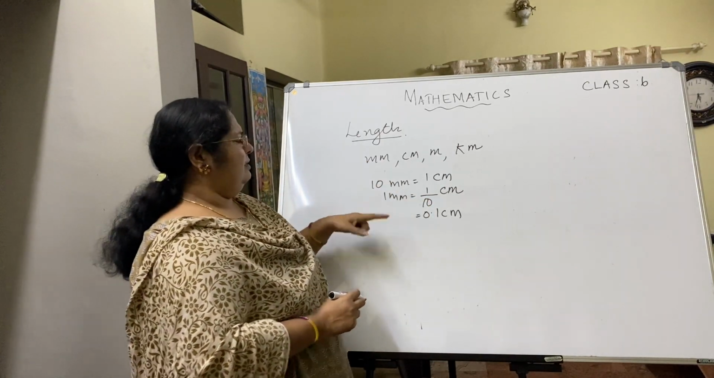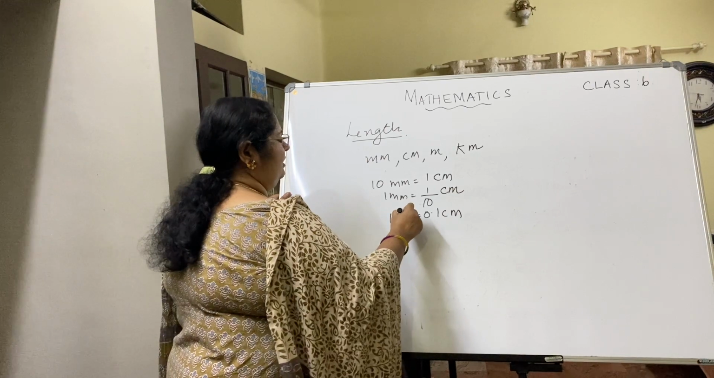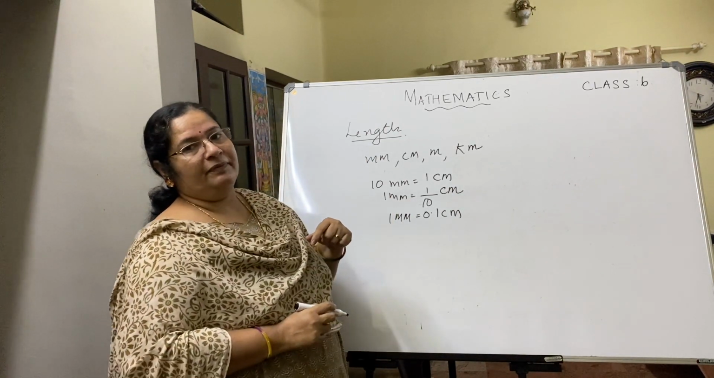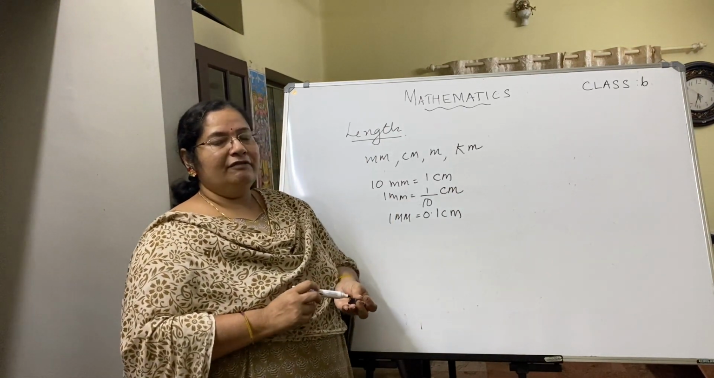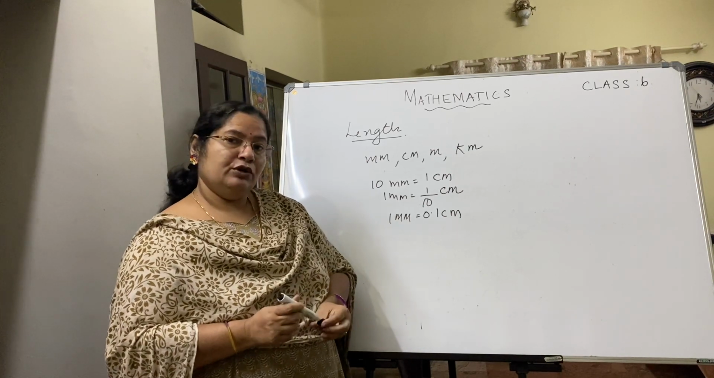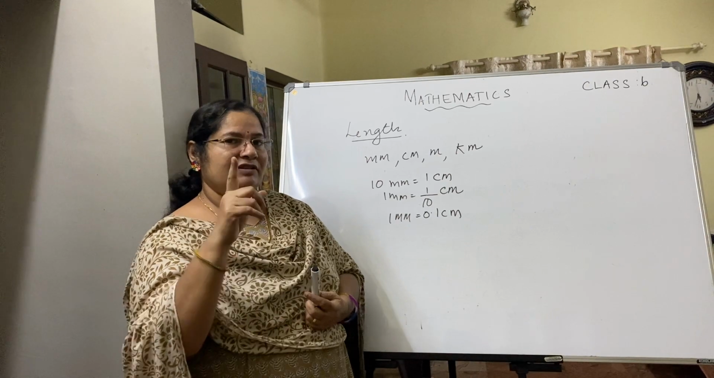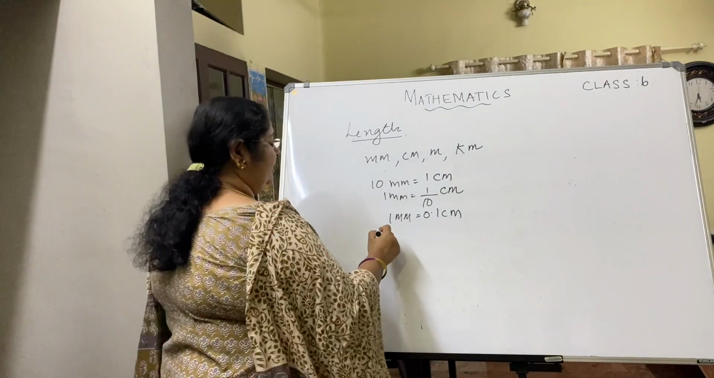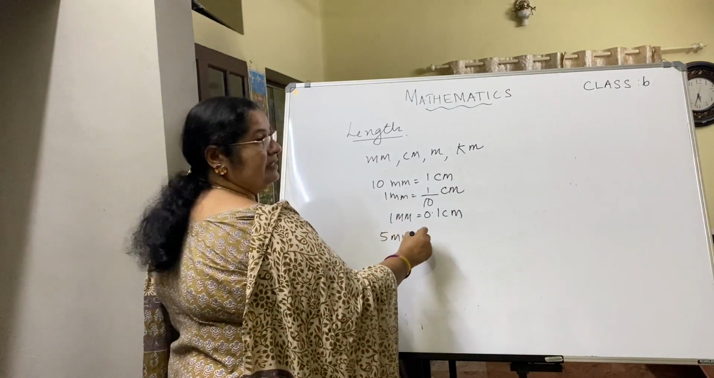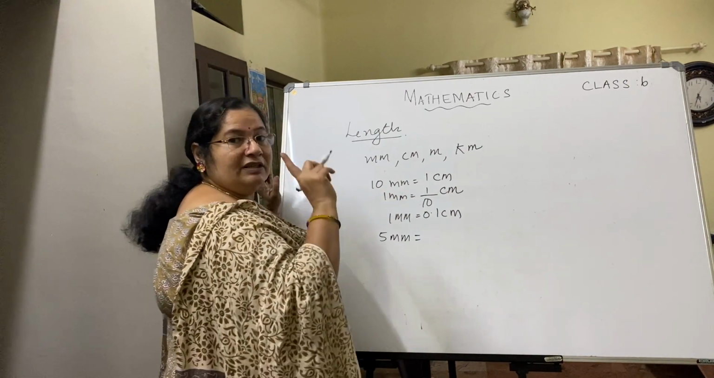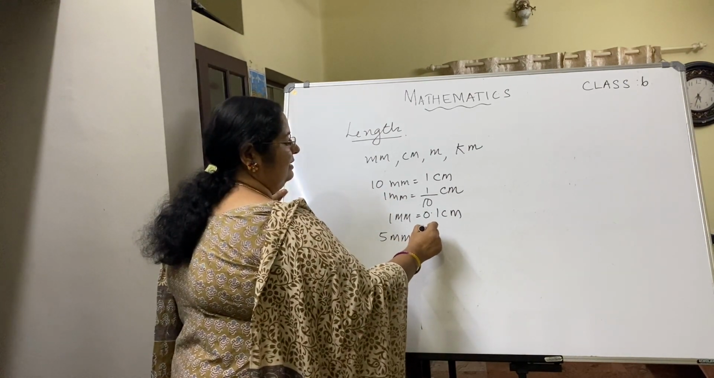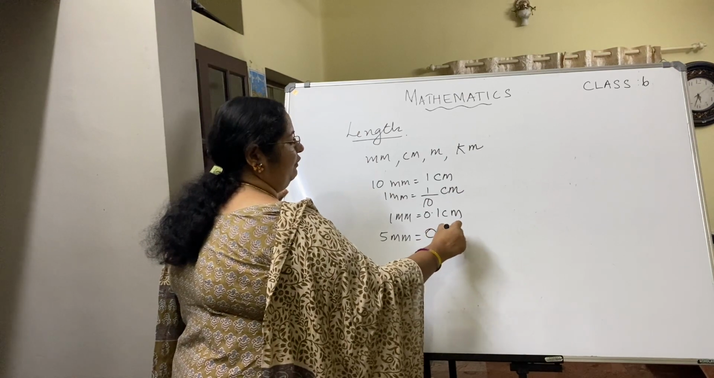So from this relation, that is 1 millimeter is equal to 0.1 centimeter, you would have now got an idea for converting millimeter to centimeter. What you should do? Shift the decimal point. How many places towards the left? 1 place. So what will be 5 millimeter? 5 millimeter will be shifting 1 decimal place. The decimal point will be 0.5 centimeter.